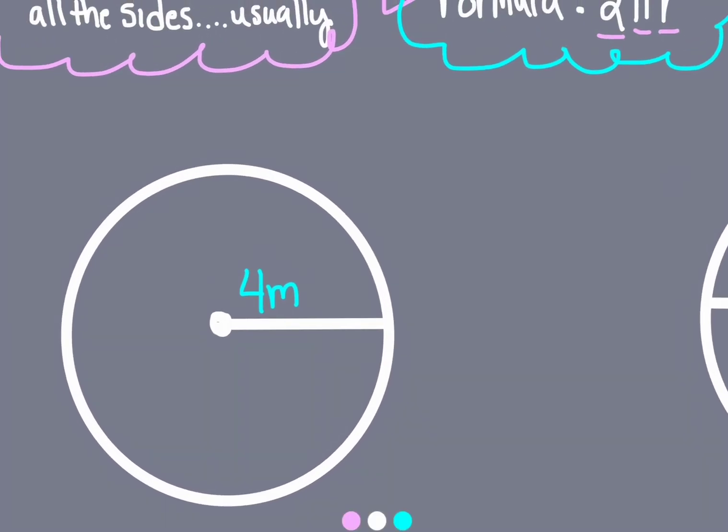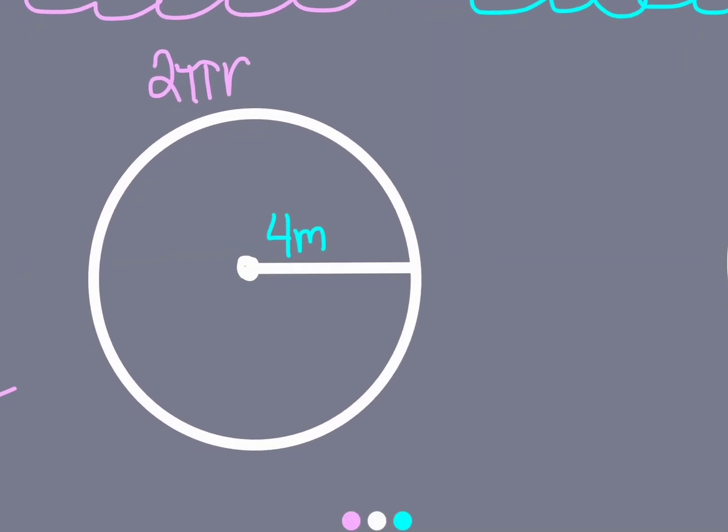Remember, your formula is 2 pi r. So let's break down each one of these numbers. I'm going to multiply 2 times 3.14. 3.14 times my radius, which is found here, because that's half of the length of the circle from one side to the other, going through the midpoint. So 2 times 3.14 times 4 meters.